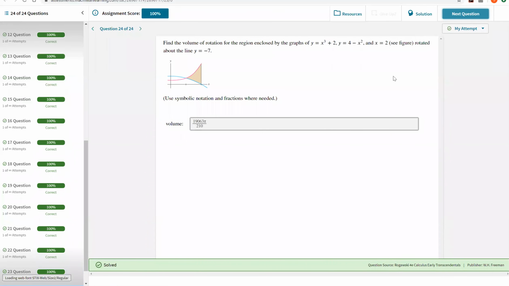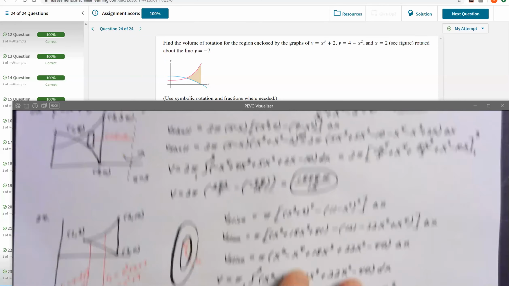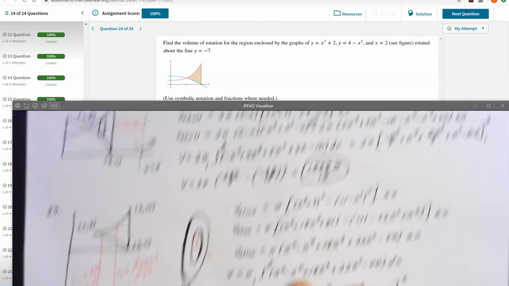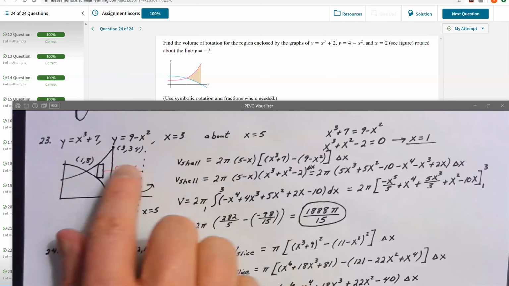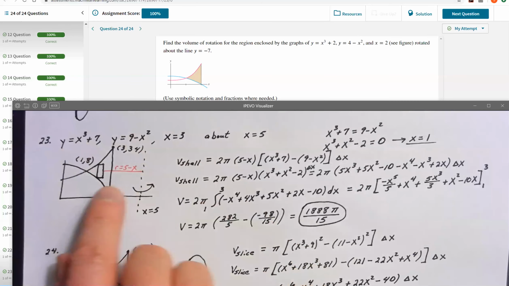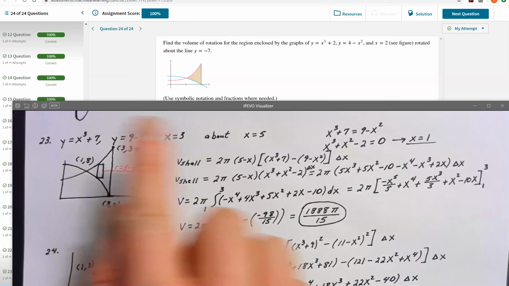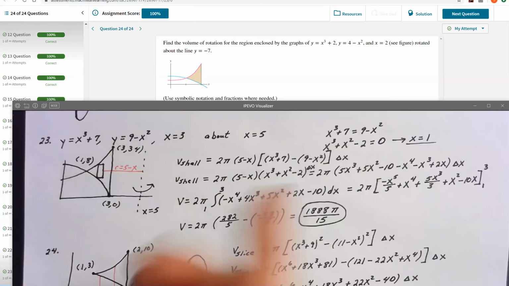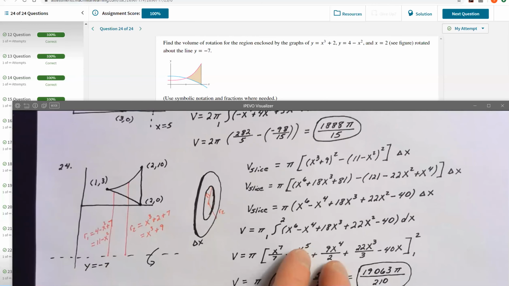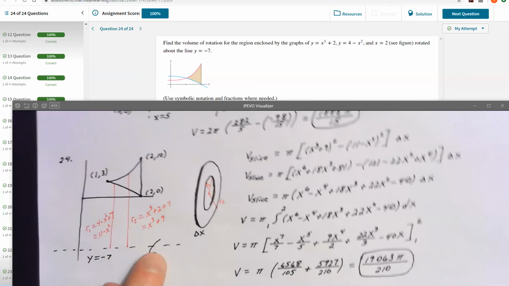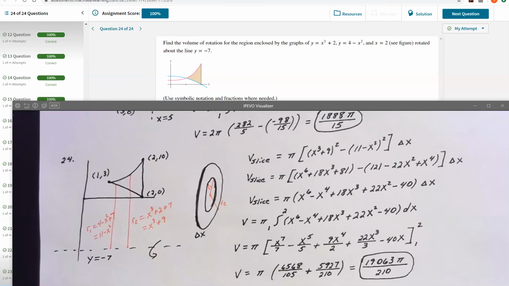Last question in the section looks extremely similar to the previous one. Now, the thing that's different from the previous one, even though my region looked the same, is that I was rotating about a vertical axis of revolution. So I wanted to use shells. Well, why am I using slicing here? Because it's about a horizontal axis of revolution, and that's by far the easier choice.